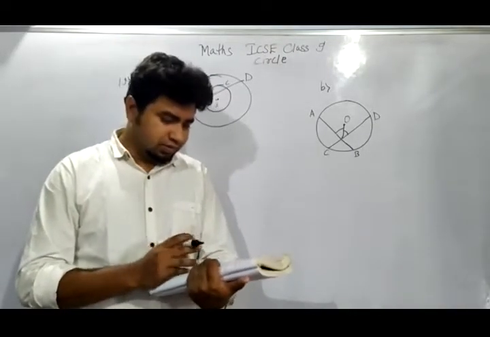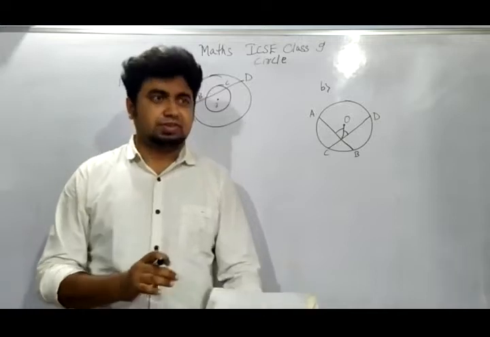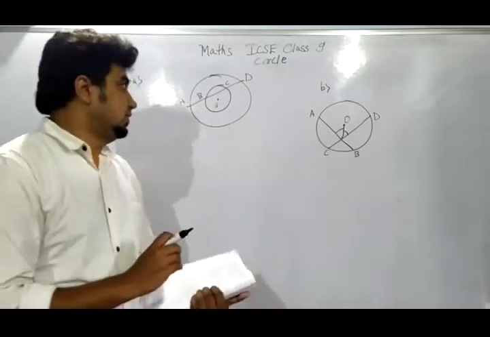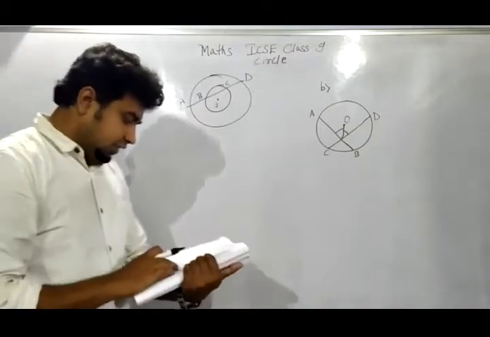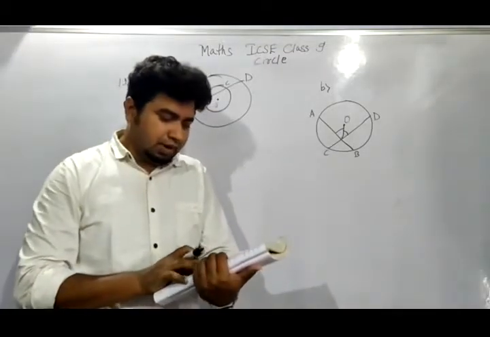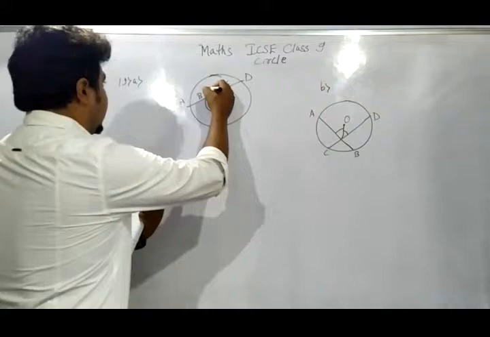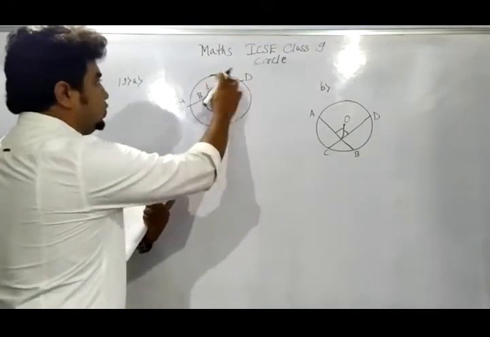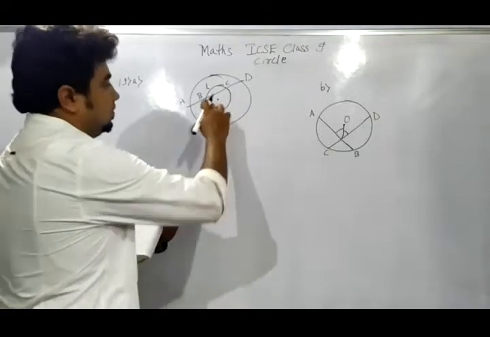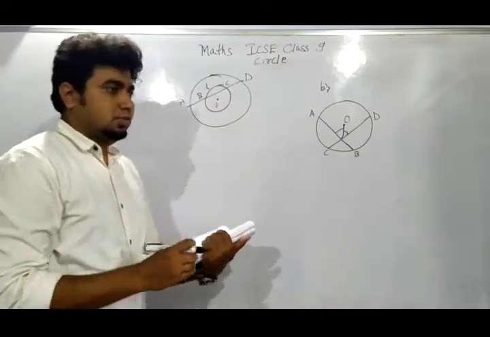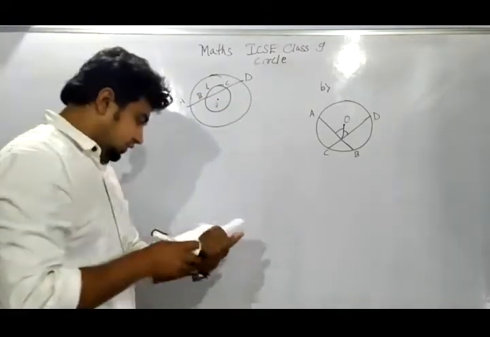Hello students, so we are here to discuss from question number 19. The first question is 19a. It is given in the figure a line L, and these two circles are concentric circles. Concentric circle means the center is the same. Two circles with different radii but the same center.